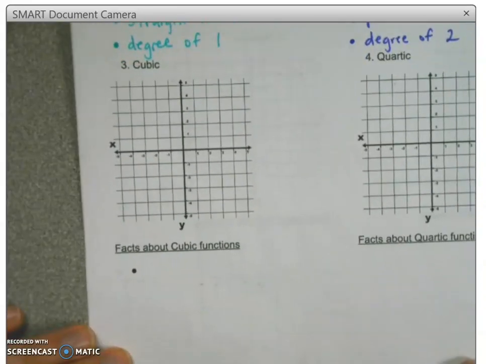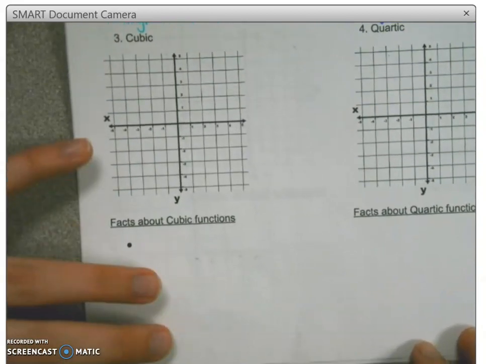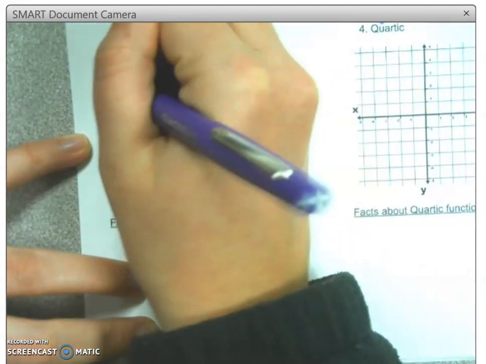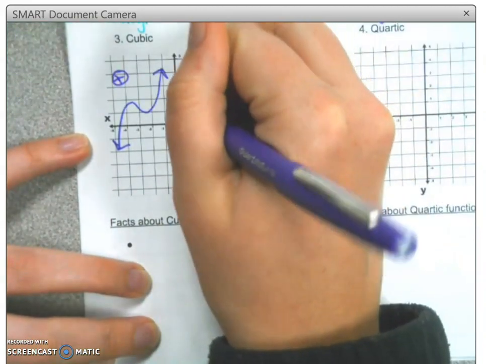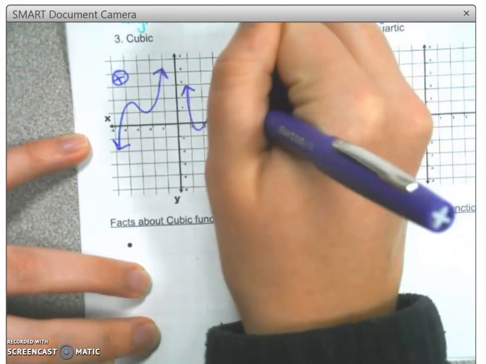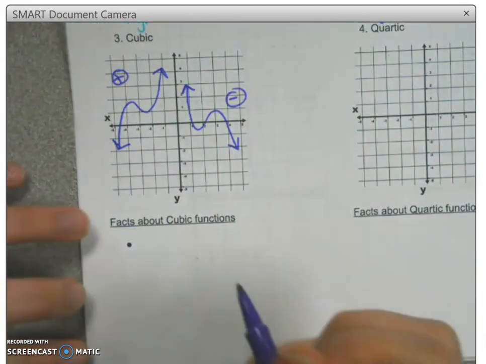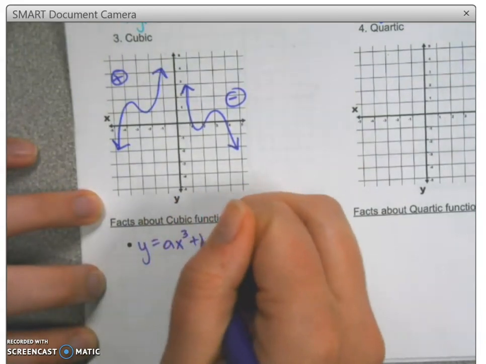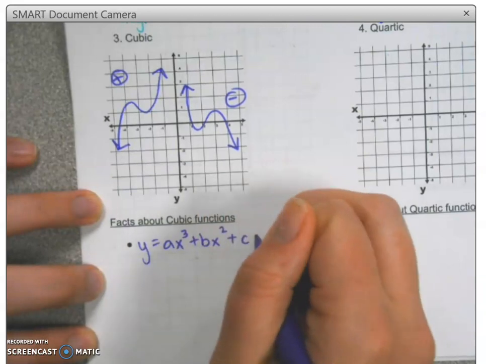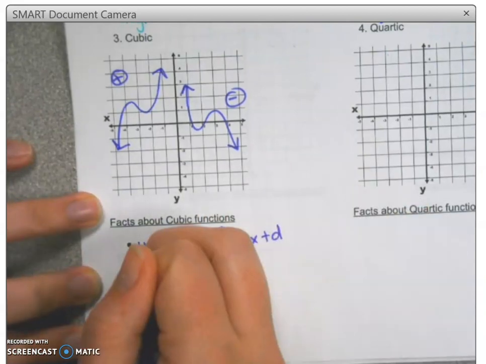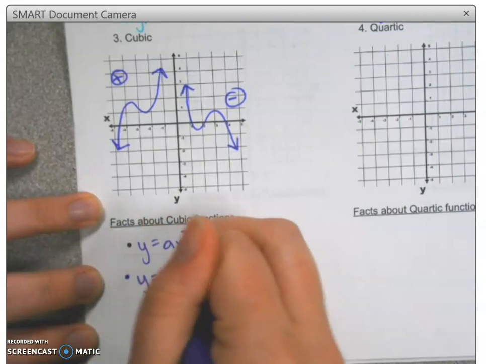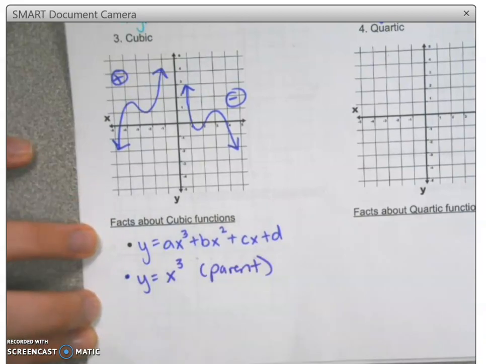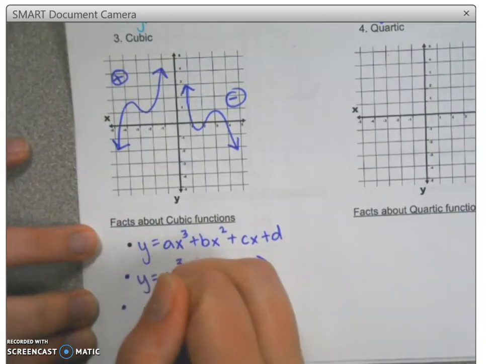Next we have a cubic. Remember, if I'm going too fast, just pause the video. The positive one looks like this. And the negative one looks like this. The standard form is y equals ax cubed plus bx squared plus cx plus d. And the parent function is just y equals x cubed. This one has a degree of 3.